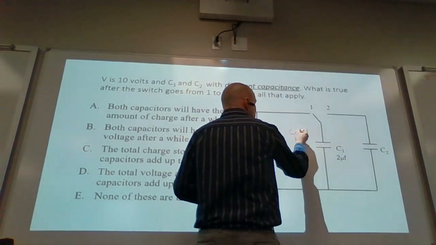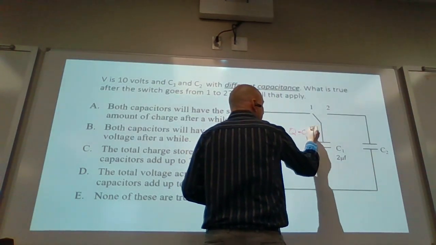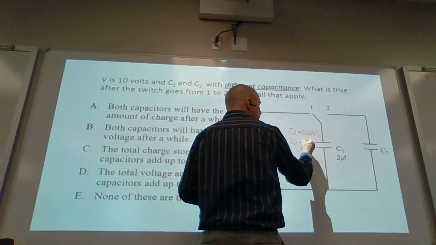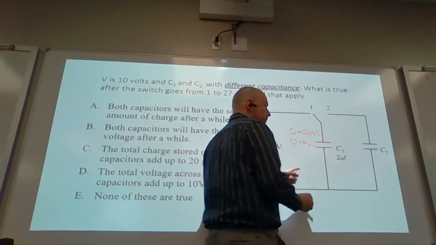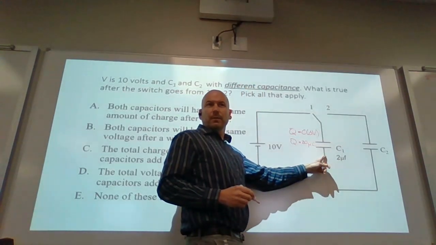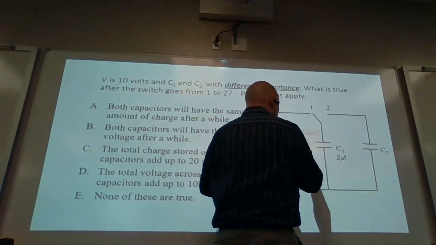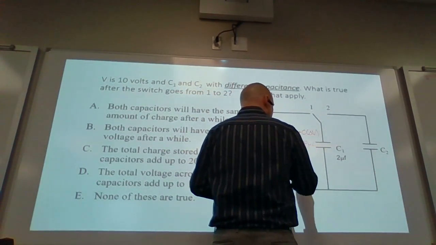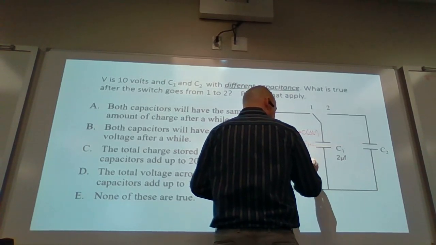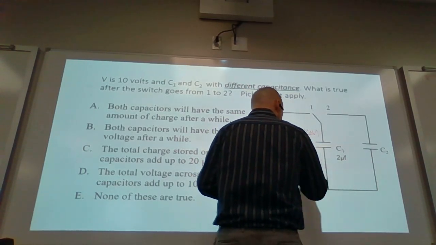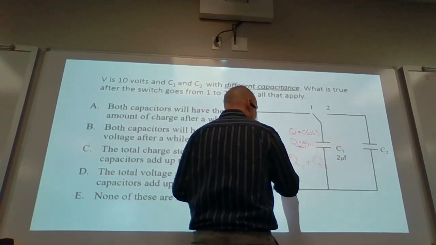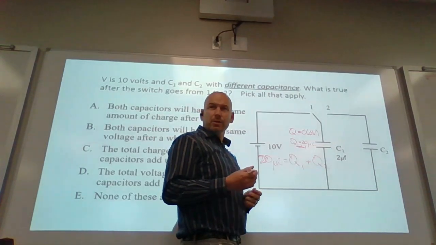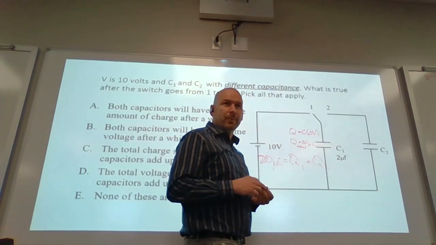Here's what you got. Charge initially is equal to capacitance times voltage. So you get a total charge initially of 20 microcoulombs on C1. When you switch this over, your total has to equal 20 microcoulombs. Conservation of charge: it's got to be somewhere.